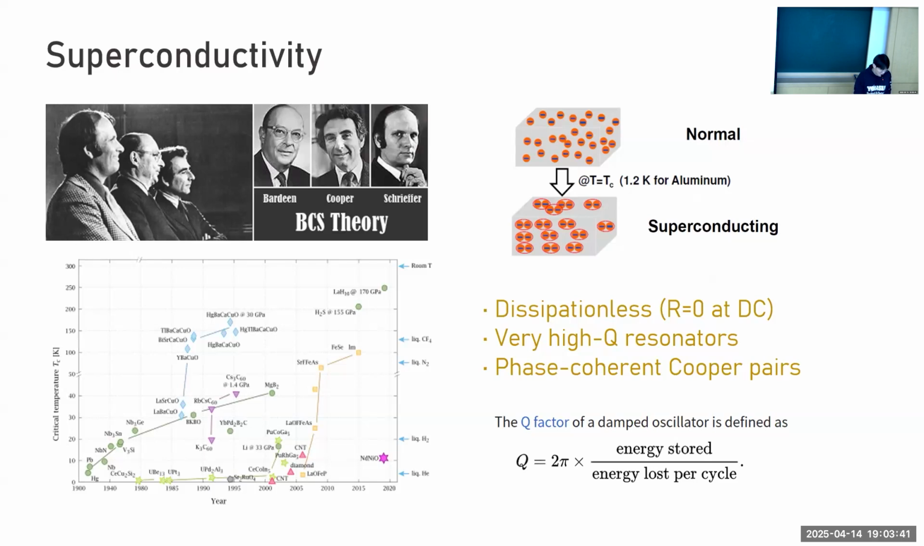A superconductor has three main properties: dissipationless, very high Q resonators, and phase-coherent Cooper pairs. So why do we need the high Q resonators? Because we need to conserve the energy in the circuit. That's the main reason, so as not to lose information in the superconducting qubits.